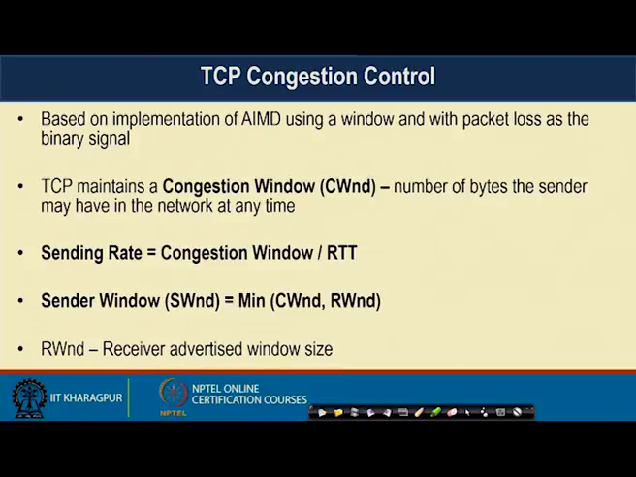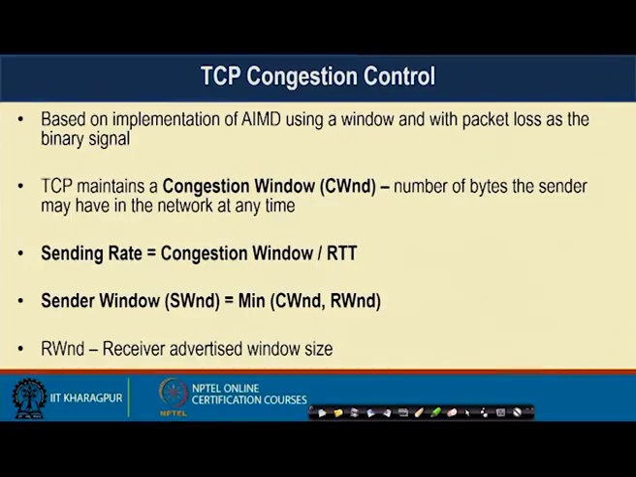Now, if that is the case, then your sending rate will be equal to the congestion window divided by RTT. RTT is the round trip time, the time to propagate a message from one node to another node and then get back the reply. So, if you divide the congestion window size, that means the number of bytes that the system can push to the network, by the total RTT, that gives you an approximation of the sending rate when the sender is sending data at a rate of congestion.